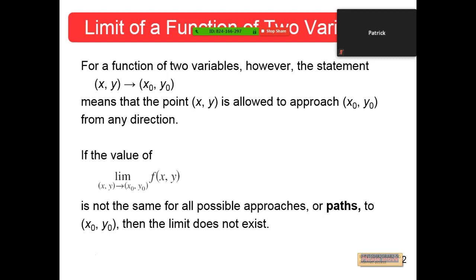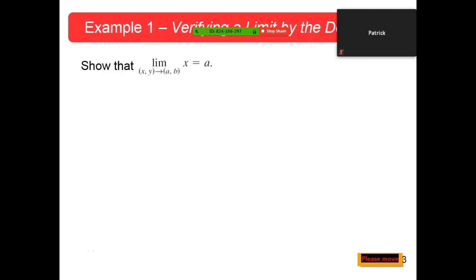What we're dealing with now, for a function of two variables, the statement (x, y) approaching (x0, y0) means that the point (x, y) is allowed to approach (x0, y0) from any direction it wants to. Even though from every direction in the world except one or two the limit does exist, if there is a direction where it doesn't, the limit doesn't exist. So if the limit as (x, y) approaches (x0, y0) of f(x, y) is not the same for all possible approaches or paths, as we're going to call them, then the limit does not exist.